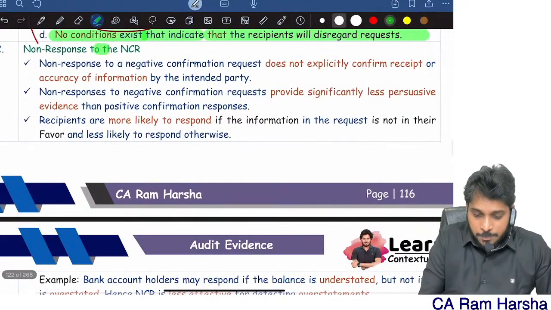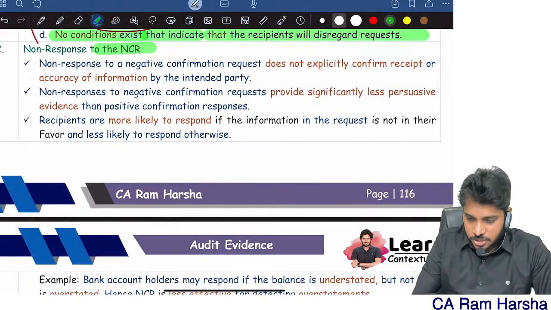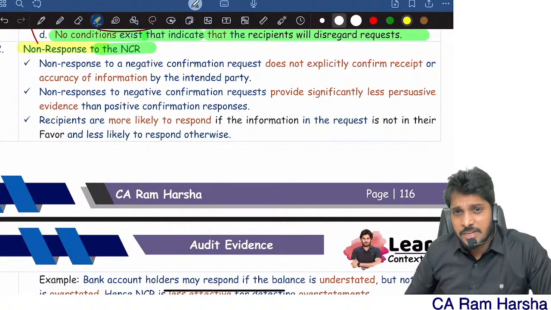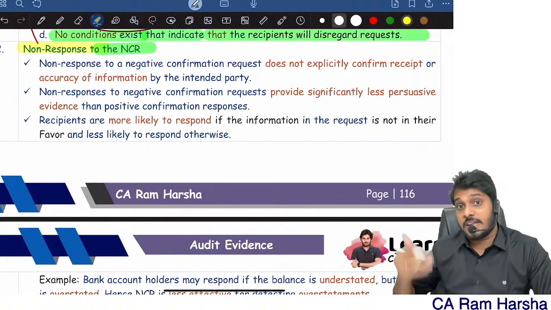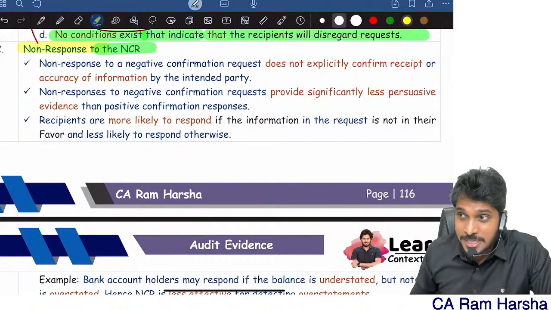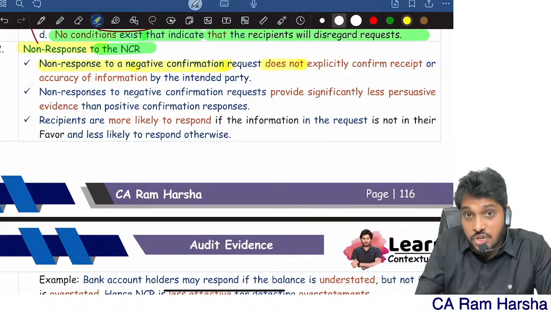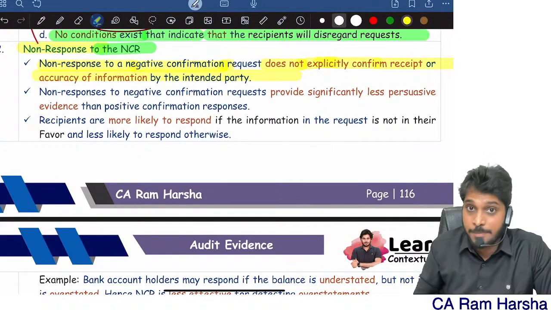Now, suppose you sent a negative confirmation request, you did not receive any response, right? Non-receipt of a response means generally what you assume is that everything is matching. But do you know explicitly that third party agreed this? No. Non-response to NCR does not explicitly confirm receipt by third party.